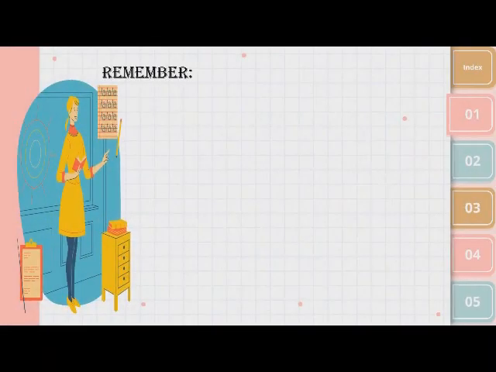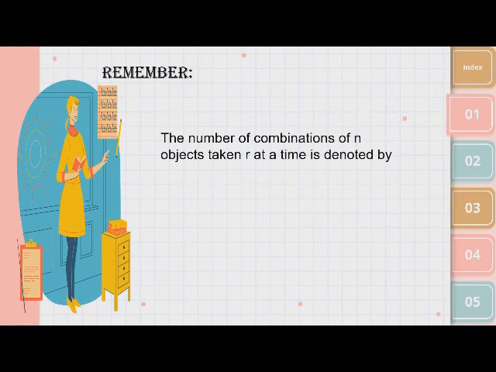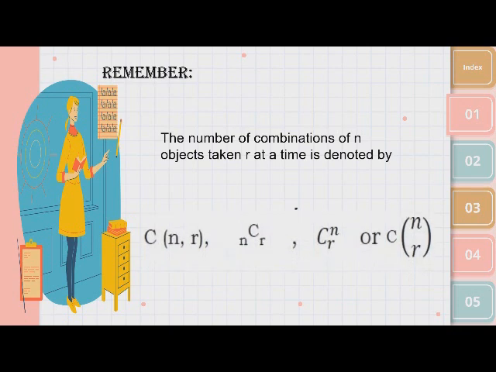So what are we going to remember for this? We have the number of combinations of n objects taken r at a time, which will be denoted by these symbols. They have the same meaning, of course, and we are going to use this for our combination problems. Usually, the first one is used in our Grade 10 mathematics.